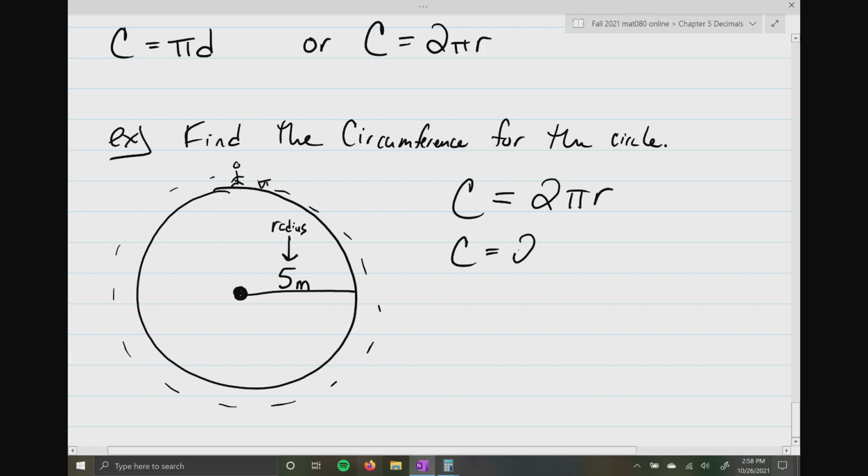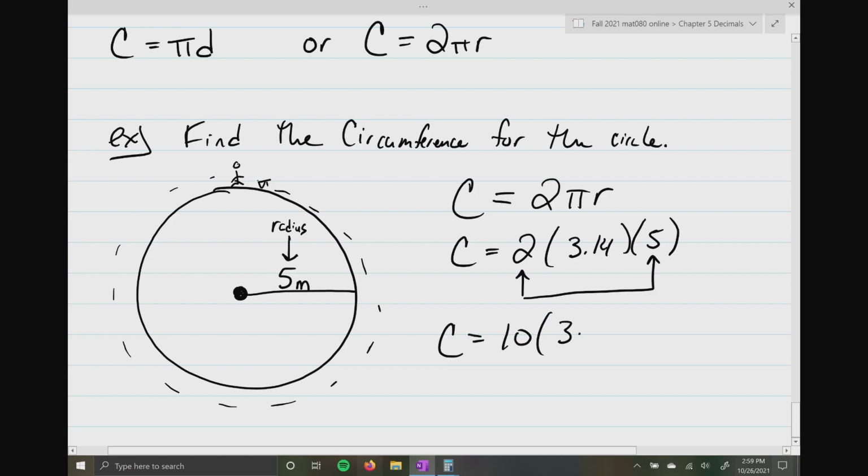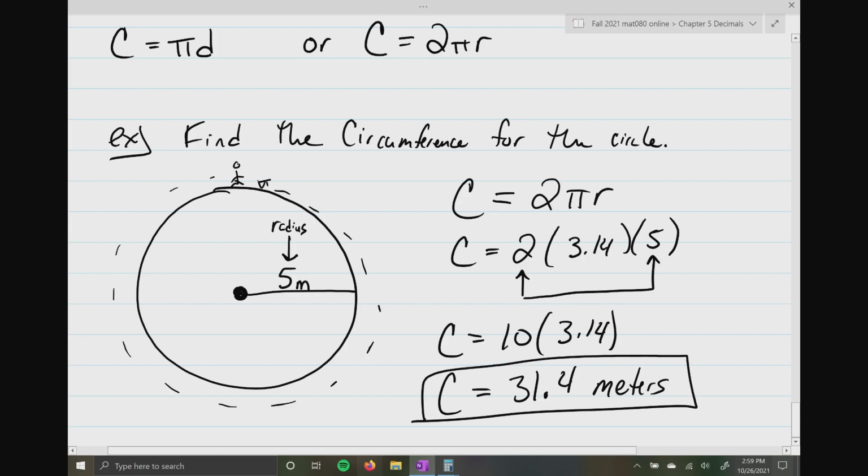And all I'm going to do is make my substitutions appropriately. So I get 2 times 3.14 times 5. Now, I'm going to be really smart on how I do this because I notice that 2 times 5 is actually 10. Remember, order does not matter when you multiply, so you can multiply any numbers you want. But the reason why I did that is because now I notice I have a factor of 10, which has 1 0, which means I'm going to move the decimal place 1 place to the right. So my circumference is going to be 31.4 meters.